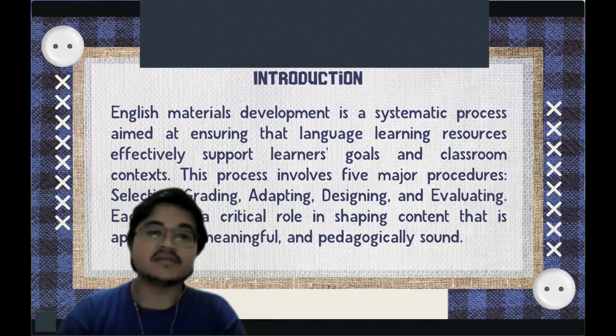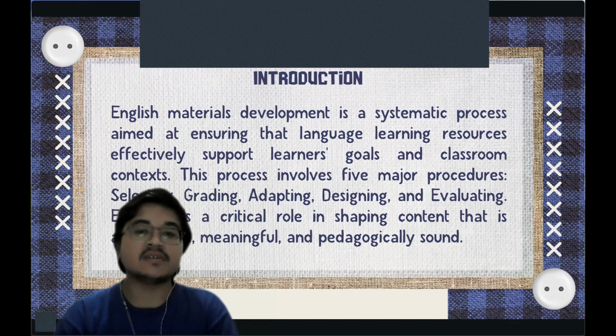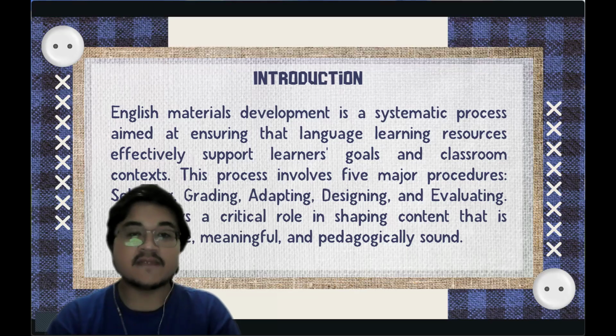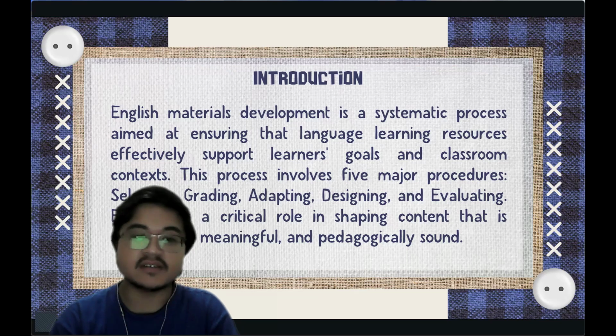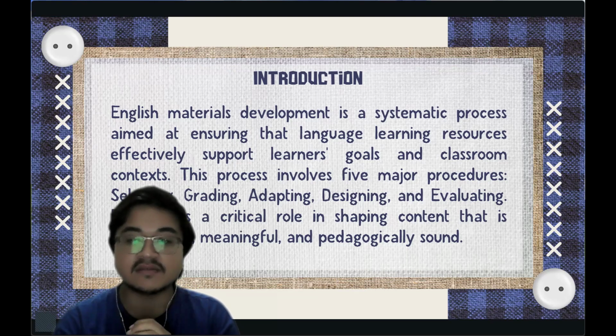So, as for the introduction, English materials development is a systematic process aimed at ensuring that language learning resources effectively support learners' growth and classroom context. This process involves five major procedures. So first is selecting, the second is grading, the third is adapting, the fourth is designing, and the last, fifth, is evaluating. Each plays a critical role in shaping content that is appropriate, meaningful, and pedagogically sound.